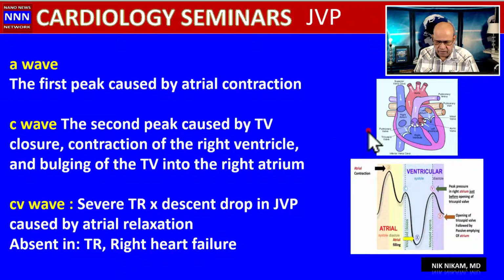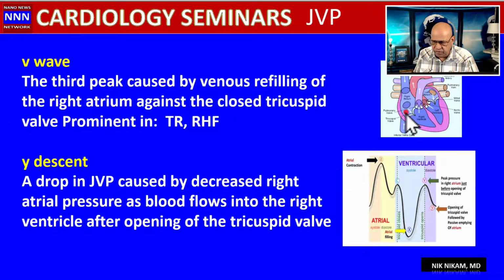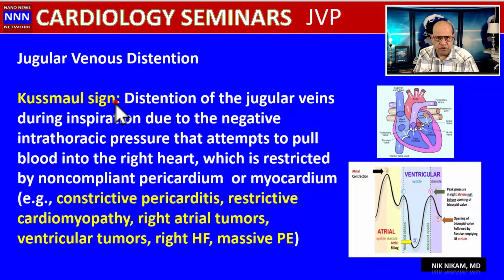The CV descent is related to the relaxation of the right atrial chamber. The V wave is caused by the return of blood from the superior and the inferior vena cava, and the Y descent is caused by the blood entering the right ventricle during the ventricular filling phase before the atrial contraction begins. Kussmaul sign. You have heard about Kussmaul sign.